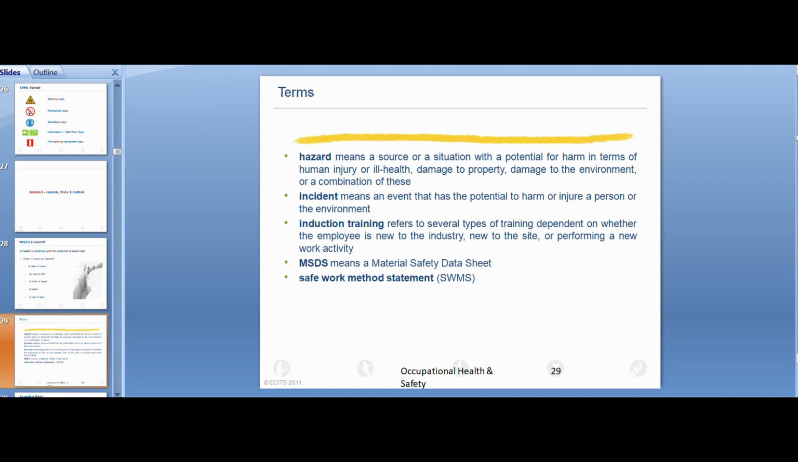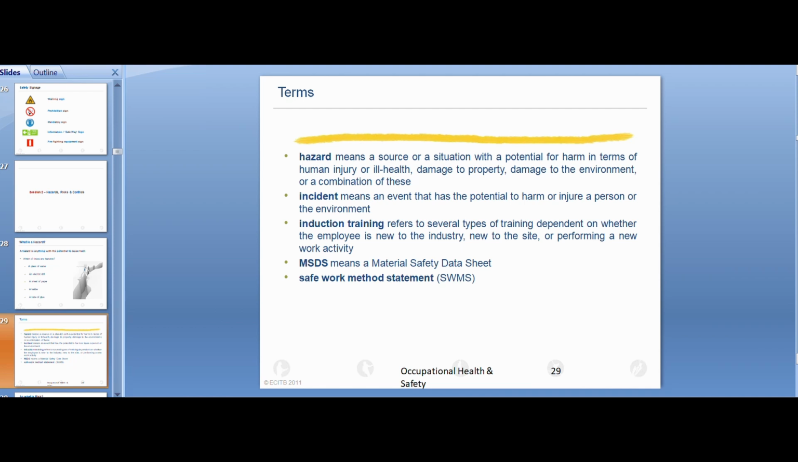Hazard means a source or situation with the potential for harm in terms of human injury or ill health, damage to property, damage to the environment, or a combination of these. Incident means an event that has the potential to harm or injure a person or the environment. Induction training refers to several steps of training, depending on whether the employee is new to the industry, new to the site, or performing a new work activity.